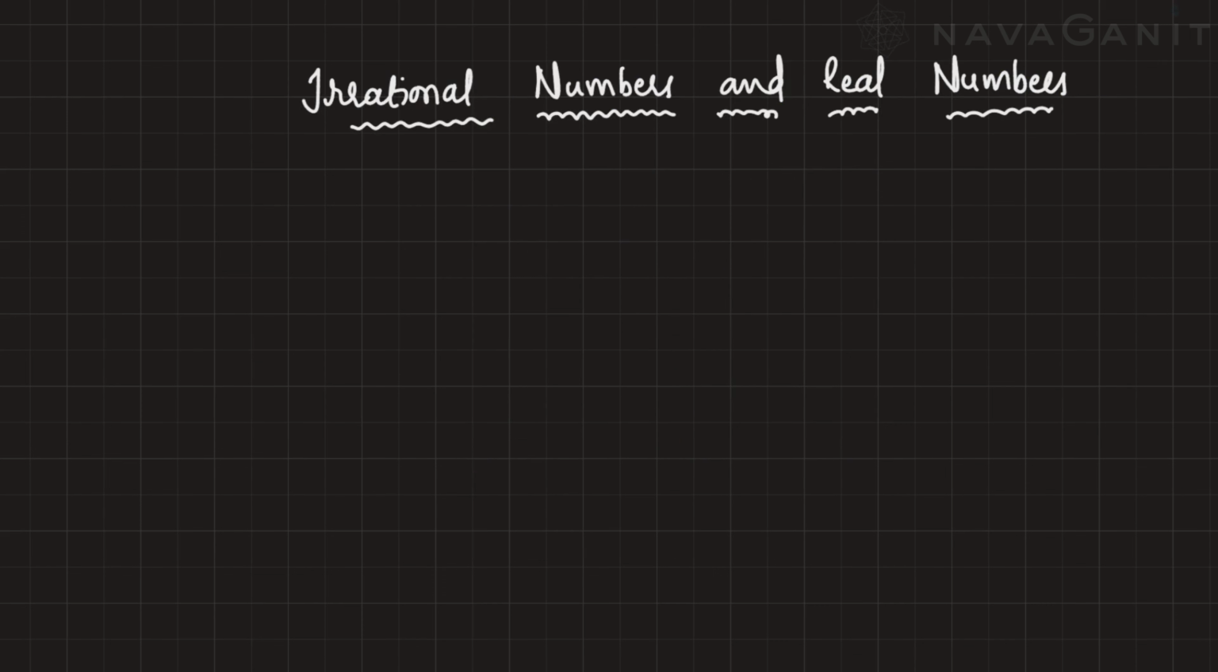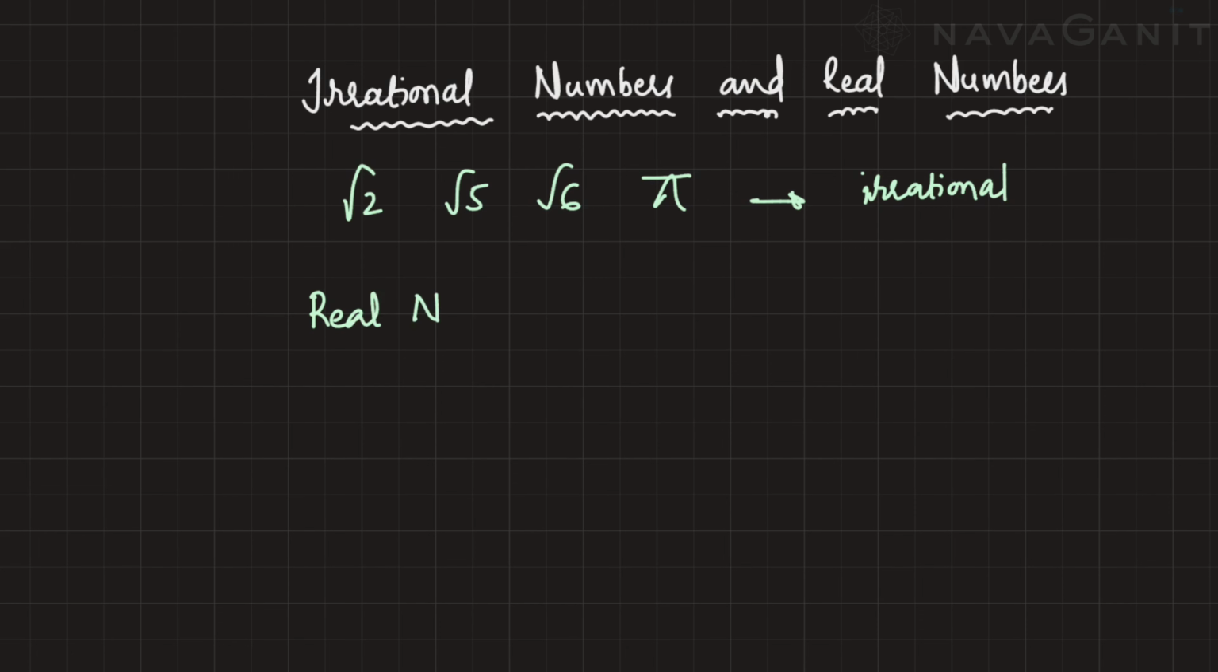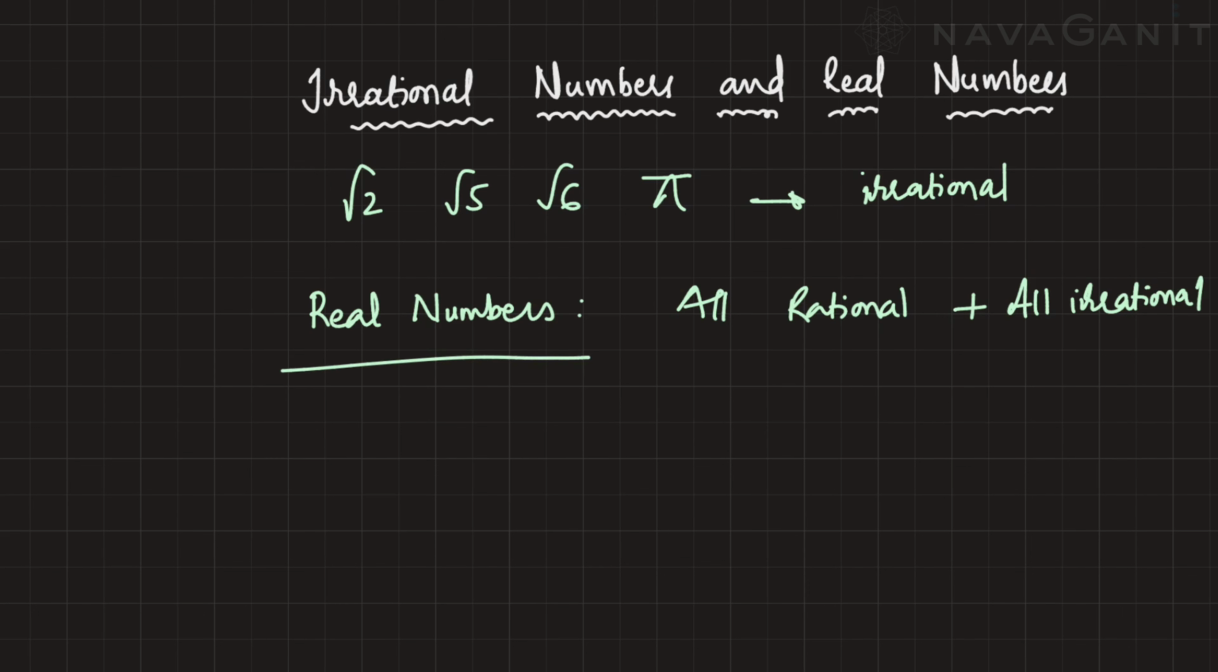Let us see what are real numbers and how they correlate with irrational numbers. Numbers such as square root of 2, square root of 5, square root of 6, pi and so on, these are all irrational numbers. And what are real numbers? All rational numbers and all irrational numbers together form the set of real numbers.